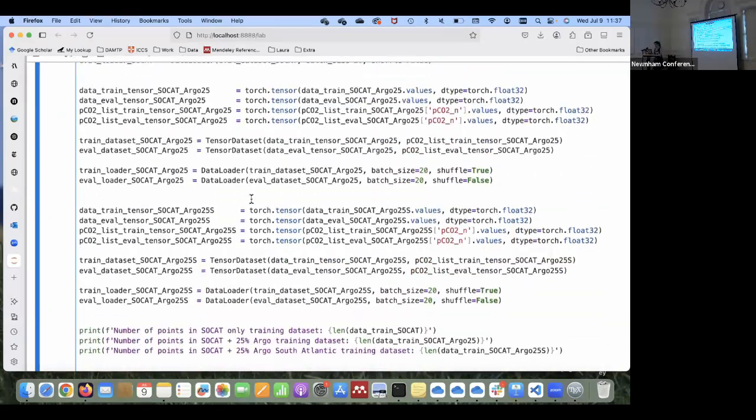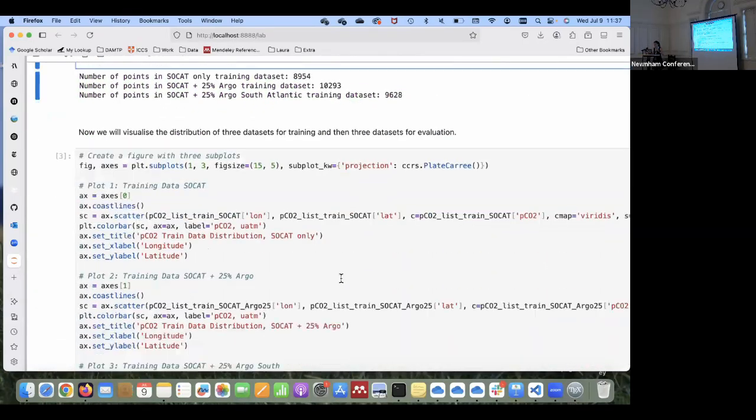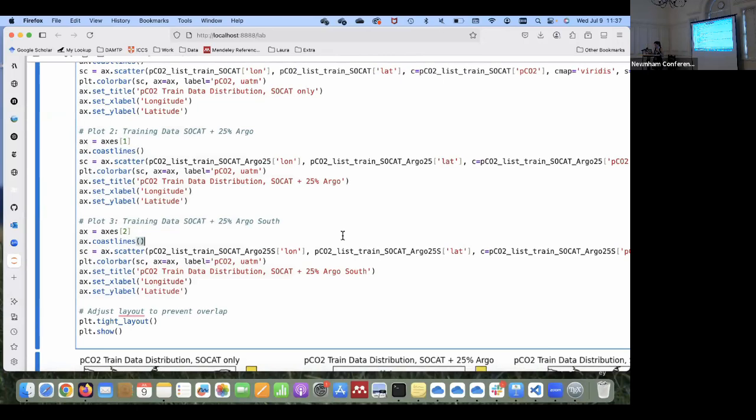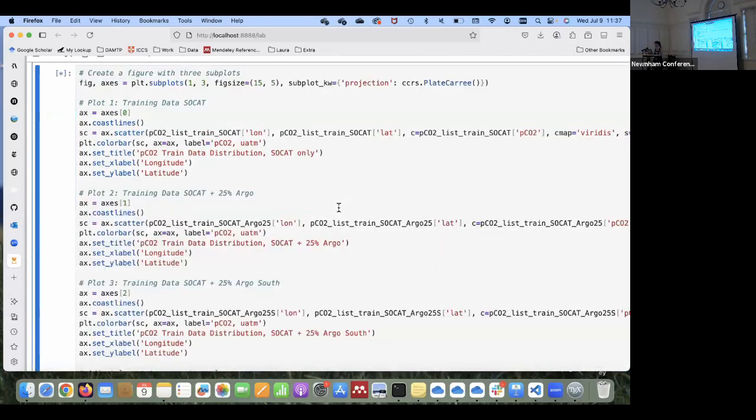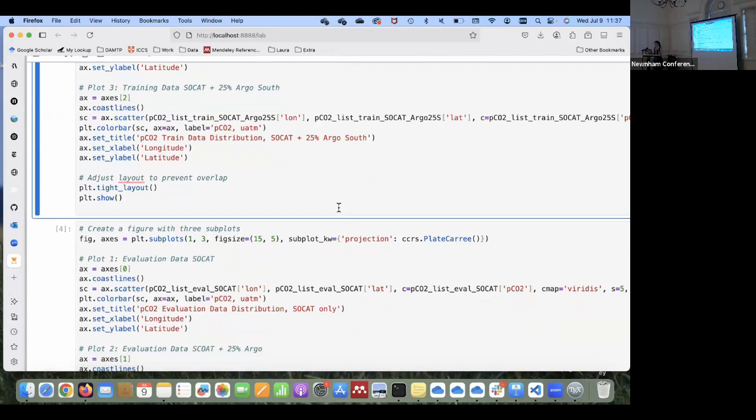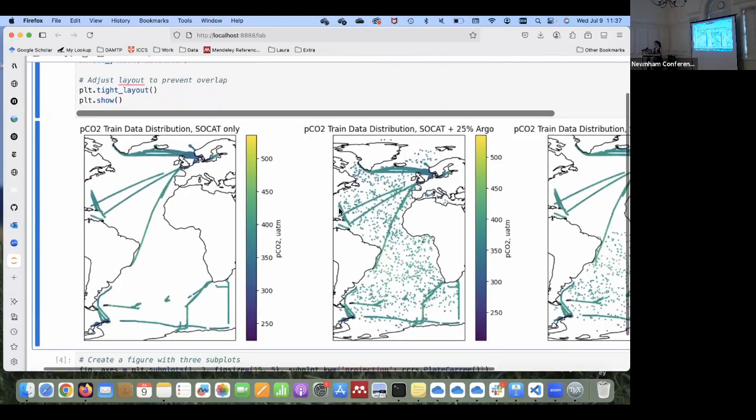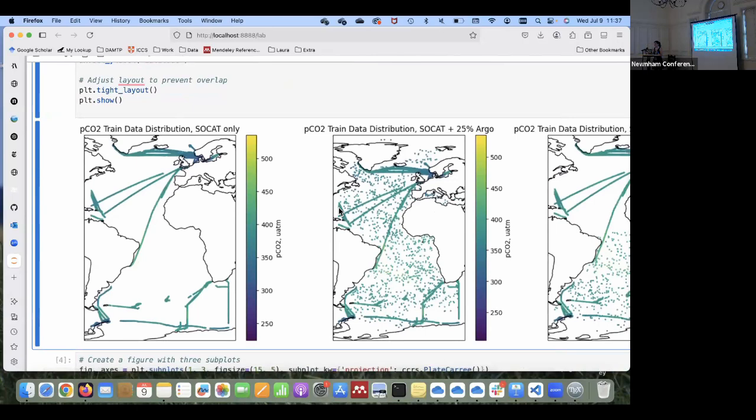Yes, that's a very good point. It is already plotted, I guess, but I'll replot it. If you run this, it shows you the number of points. For the ship-based data, this is design number one, we're just using ship track data. It's the number of points taking February as a month and the year, so the number of points is limited to that. And in the other case, we're adding 25% of Argo floats, so it has a few more training points.